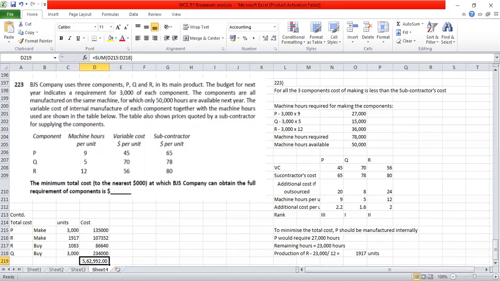I know it's a very long one. Is it clear? And for this question, we have to round up to the nearest thousand. So the answer will be 563,000.